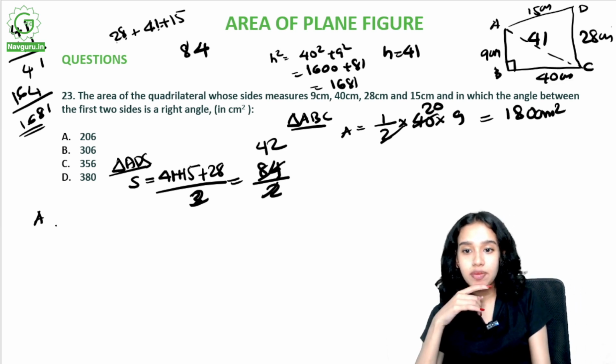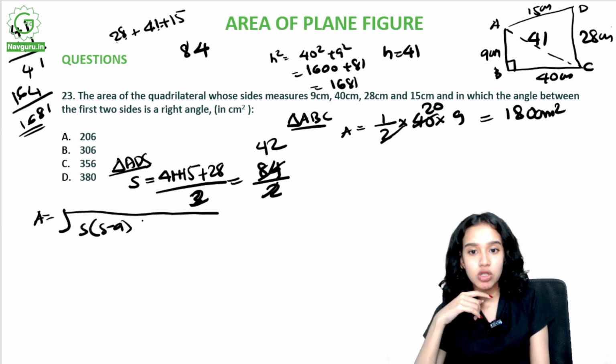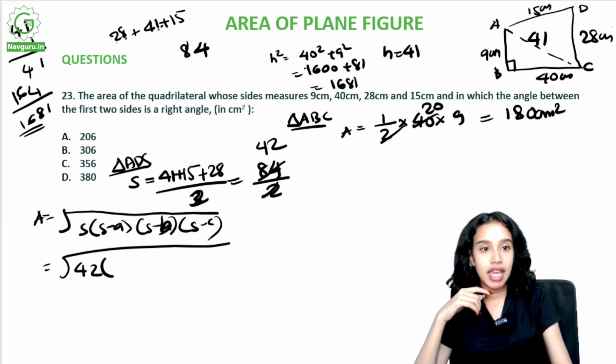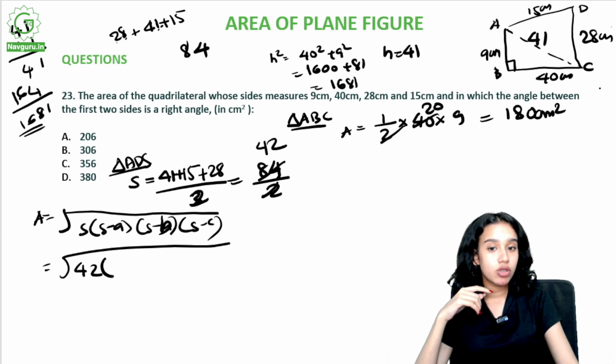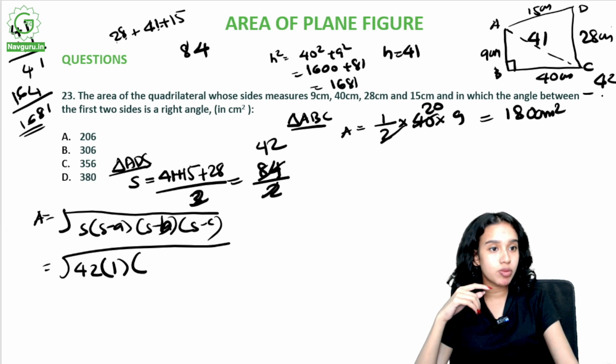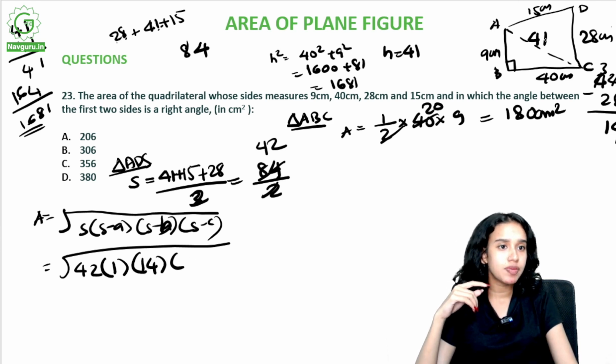Now what is the area? Area is equal to root of S into S minus A into S minus B into S minus C. So this is equal to root of 42 into 42 minus A. A is here 41. So 42 minus 41 would be 1. Now here it's 28. So 42 minus 28 is 14, and C is 15.